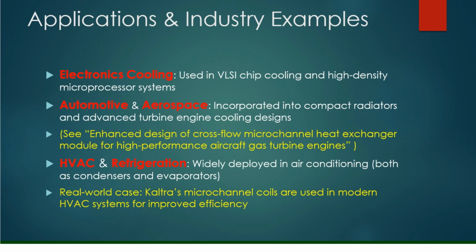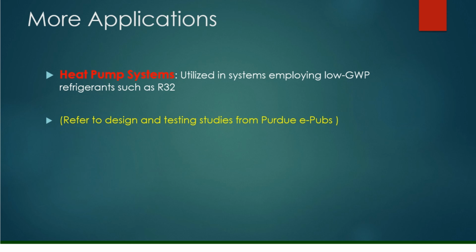And equally in refrigeration, they are found in air conditioning units for better efficiency, and heat pump systems, perfect for eco-friendly refrigerants like R32. A real world example is Caltress microchannel coils, and they are now a big deal in modern HVAC systems, making them more efficient and environmentally friendly.